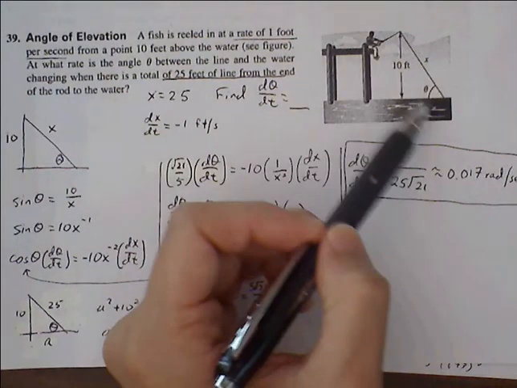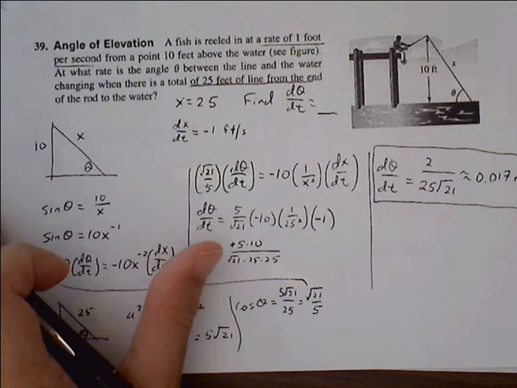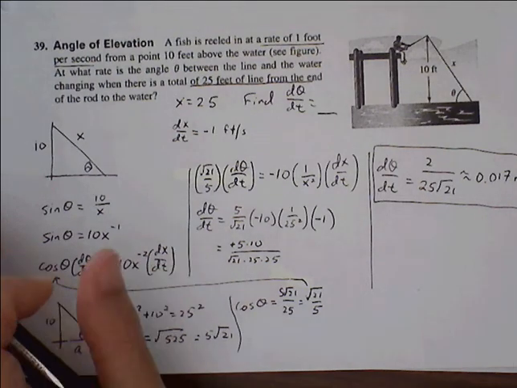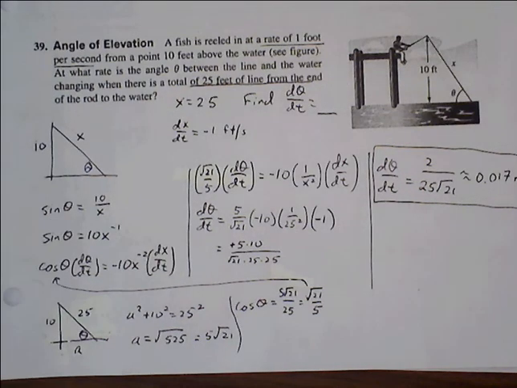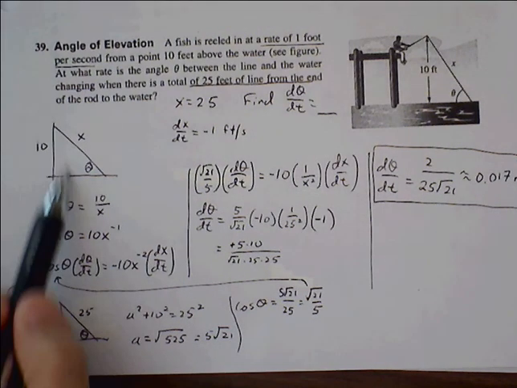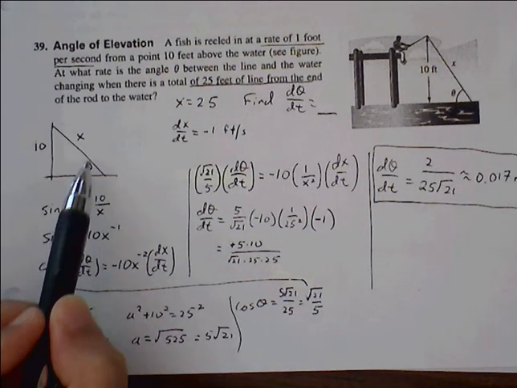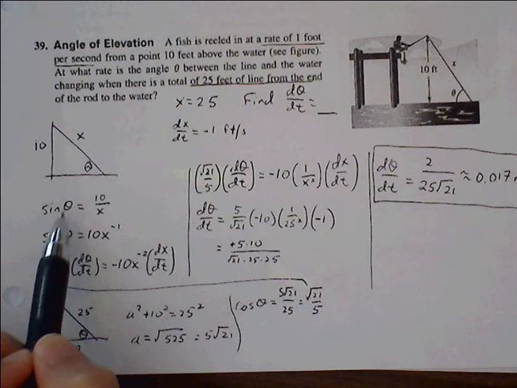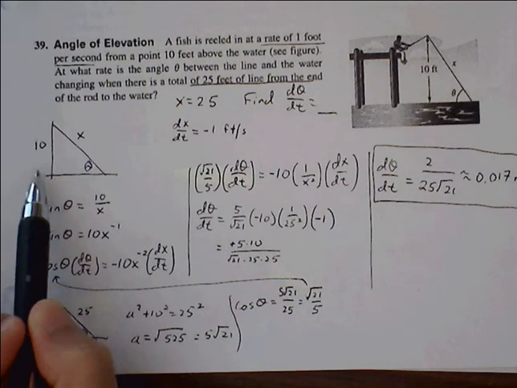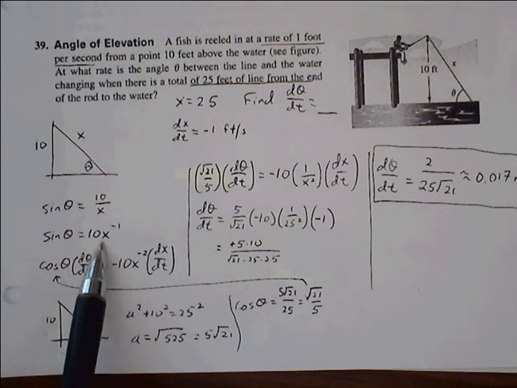So from this right triangle here, we know x is 25. That's the length of the string that's being reeled in here. So 10 is the vertical distance and theta is the angle. So we want to find the trig equation that's going to relate the three variables here. So sine of theta is equal to 10 over x. Sine of theta is opposite over hypotenuse. So that's the same thing as sine of theta equals 10 times x to the negative 1.